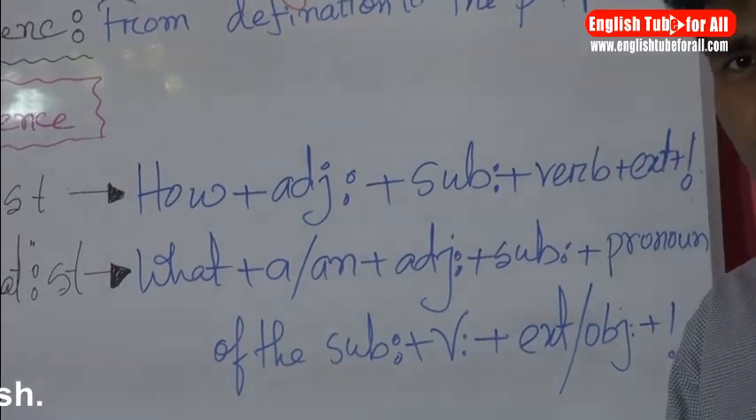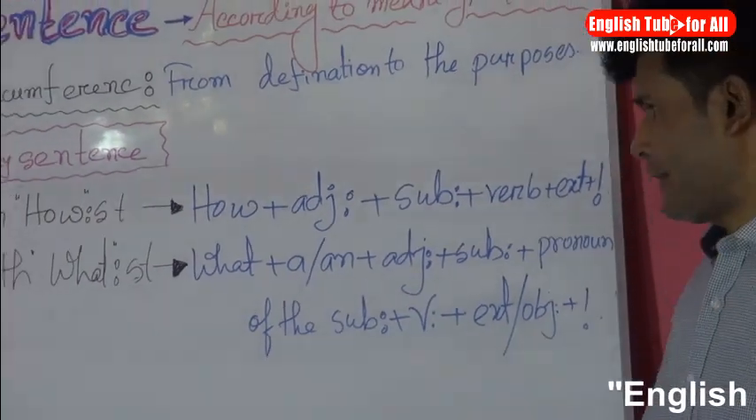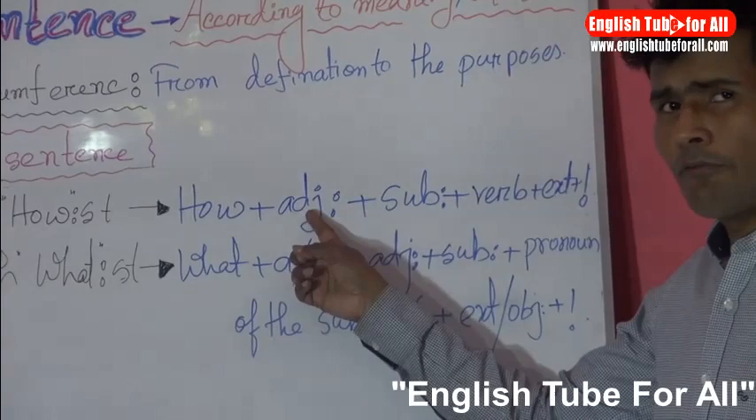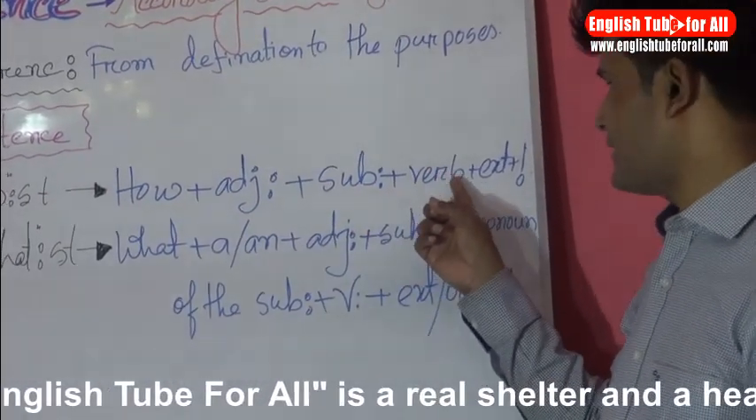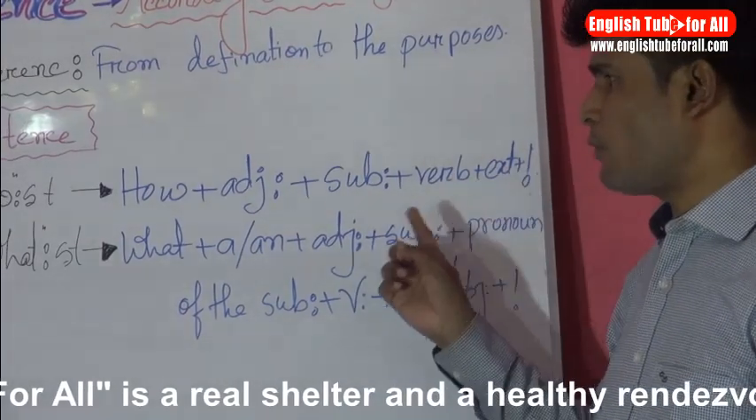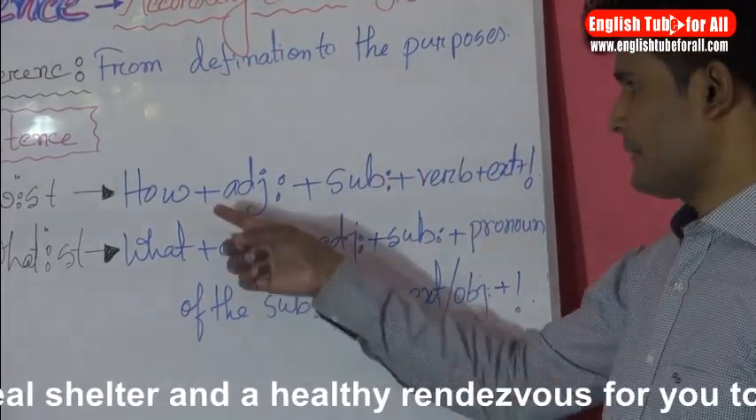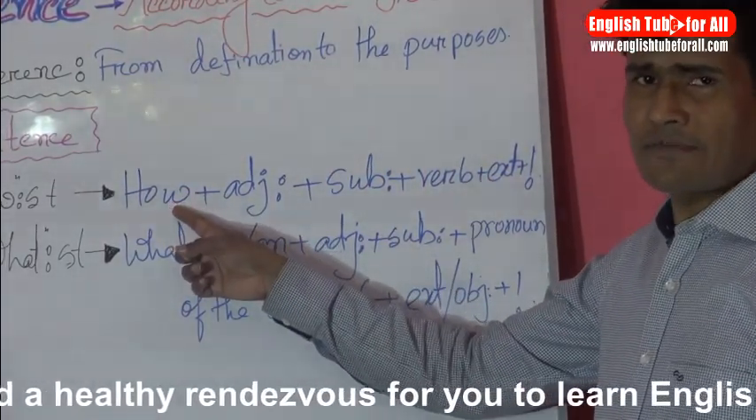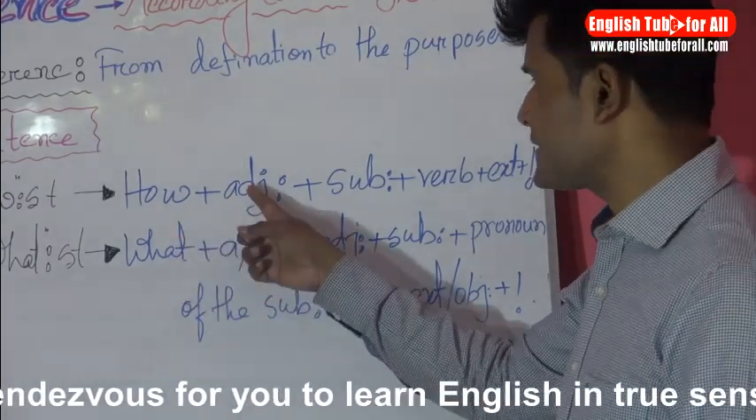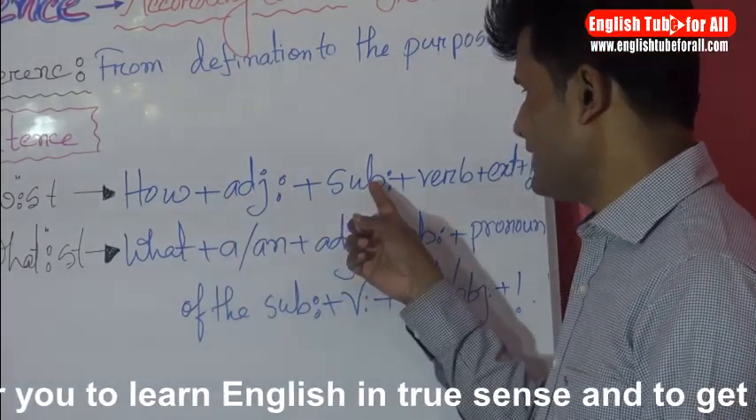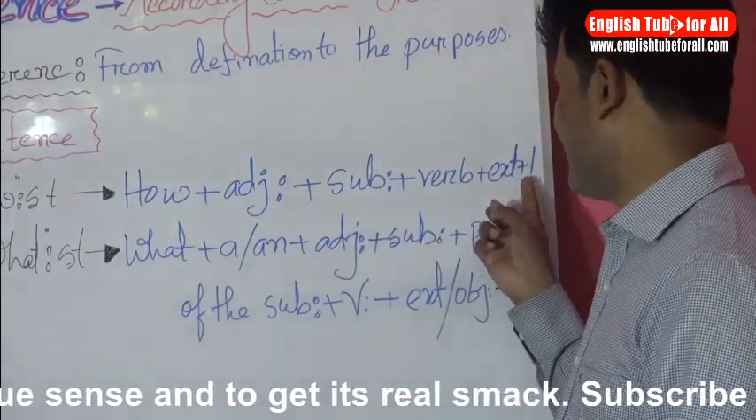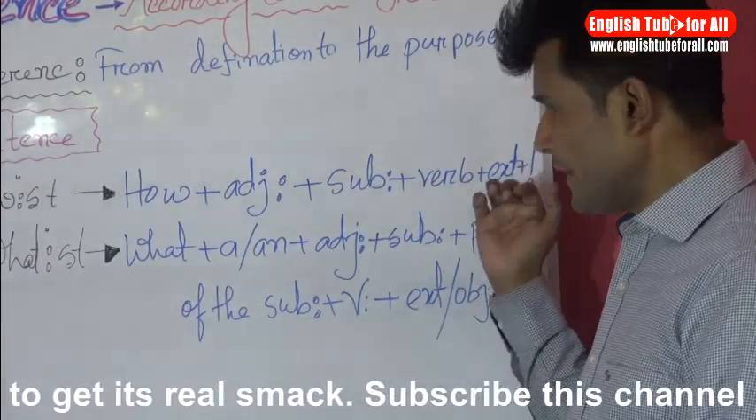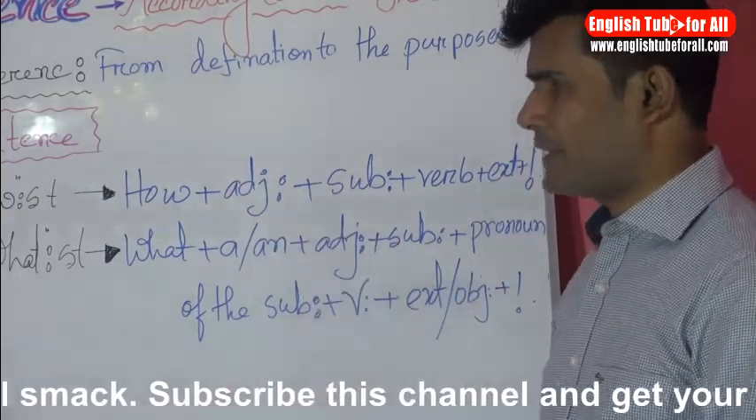If I would like to give you the example, how beautiful the bird is. How is from the structure. Beautiful is the adjective in the sentence. Again, subject is the bird, and is the verb. And if I would like to tell you how beautiful the bird is to look at, then how is from the structure, and adjective is beautiful, and subject is the bird, verb is, and then extension part is to look at. In this one, obviously the structure is very much clear to you.